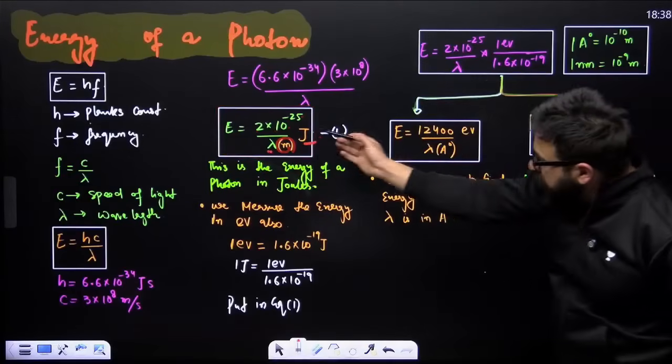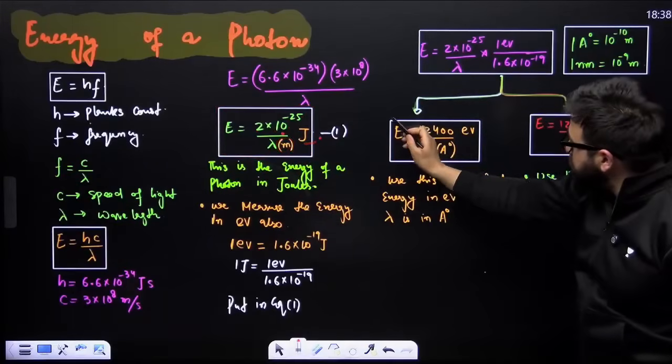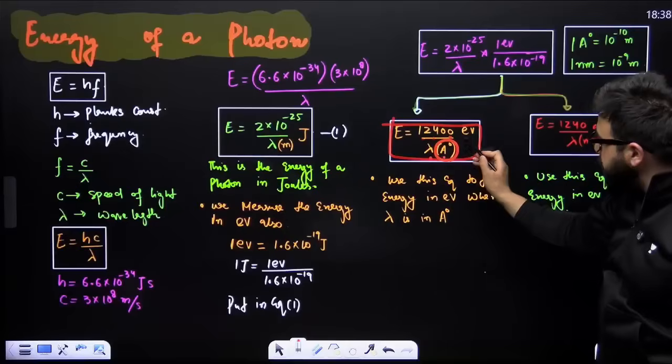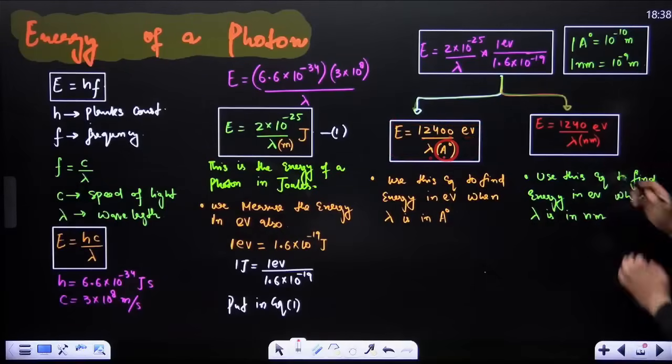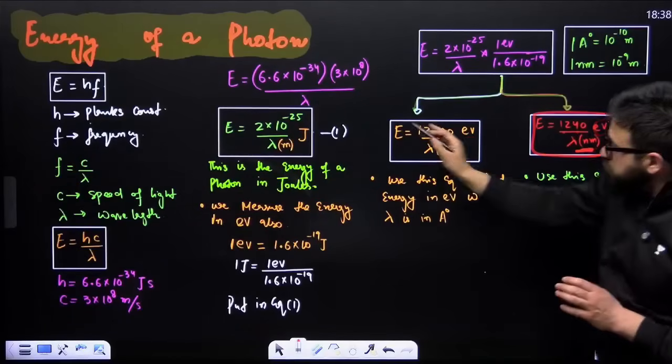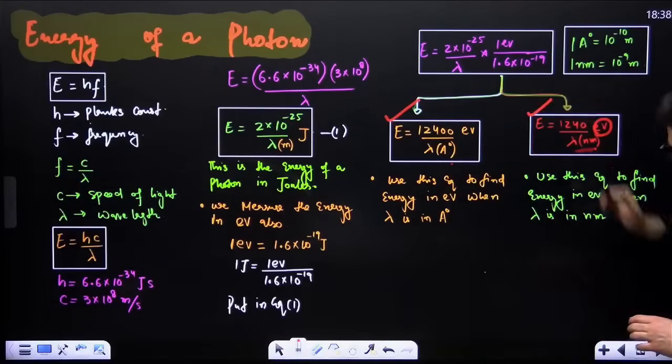Then further, my dear NEET aspirants, we say the energy of a photon is also equal to 12400 divided by lambda. But here we take lambda in angstrom and energy in electron volts. We also say the energy of a photon is 12400 in electron volts, but lambda is in nanometers. So use this when lambda is given in angstrom, and use this when lambda is given in nanometers.